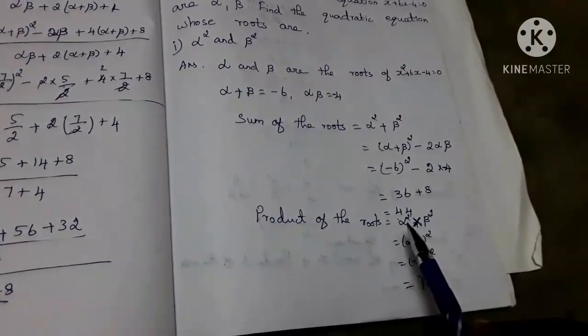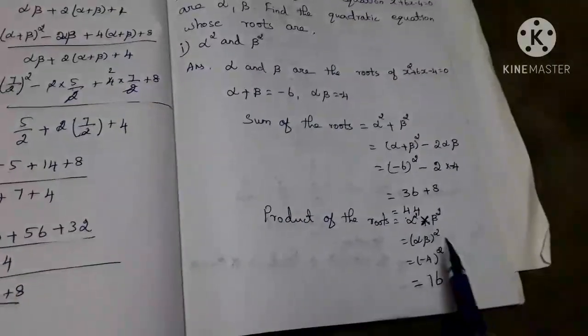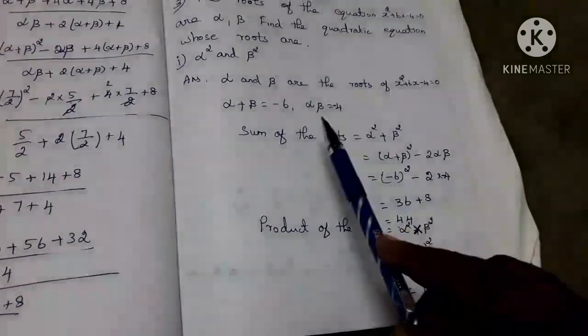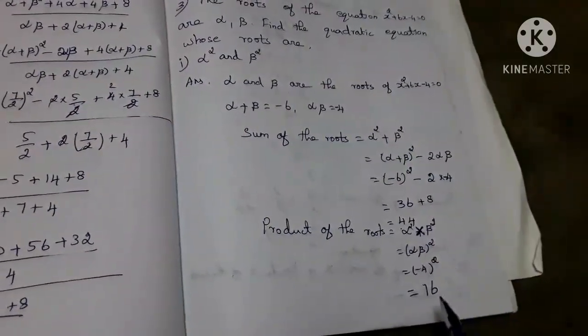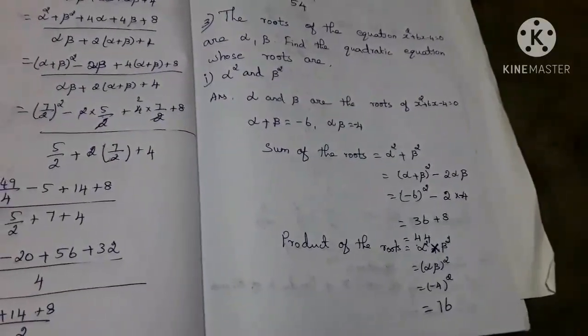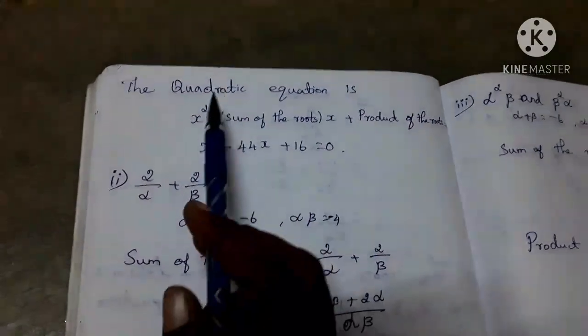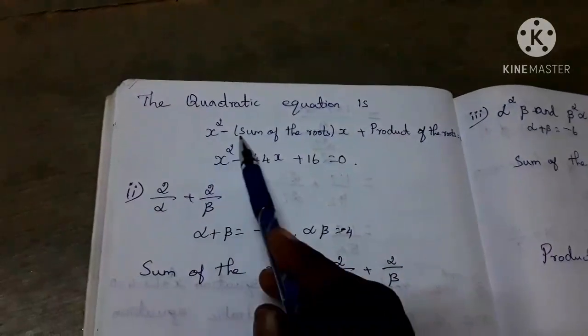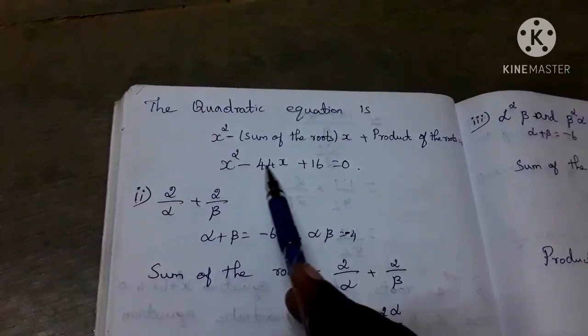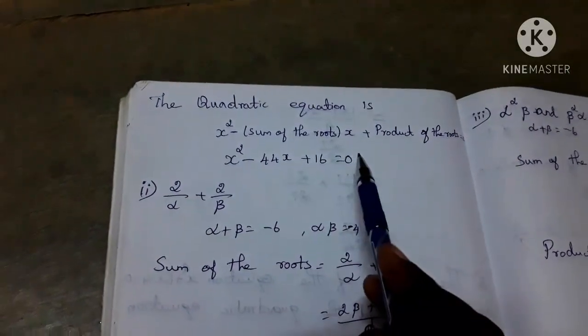Product of the roots is alpha squared into beta squared, that is alpha beta whole squared. Alpha beta is minus 4, whole squared is 16. So we found the sum of the roots and product of the roots. Next we find the equation. The quadratic equation is x squared minus sum of the roots times x plus product of the roots. So x squared minus 44x plus 16.